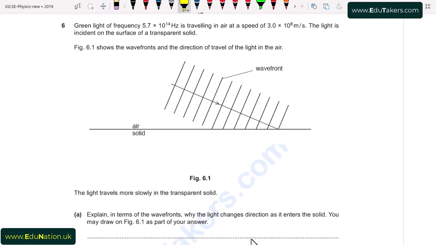Question number 6. Green light of frequency 5.7 × 10^14 Hz is traveling in air at a speed of 3 × 10^8 meters per second. The light is incident on the surface of a transparent solid. Figure 6.1 shows the wavefront and the direction of travel of the light in the air. So it's the direction of travel and these are the wavefronts. And this is the air medium, while below this line it's a solid.